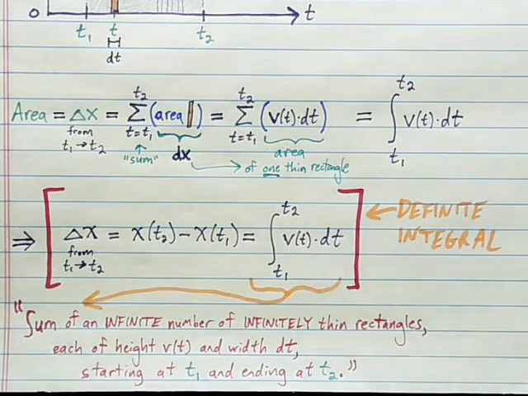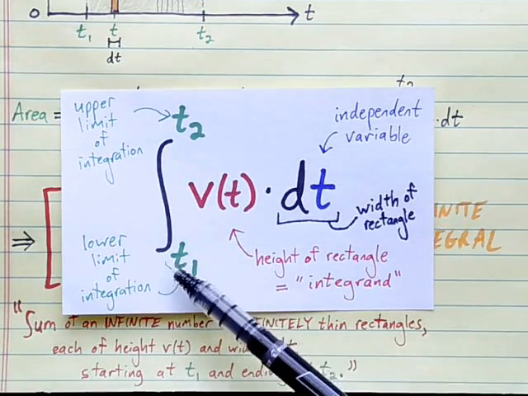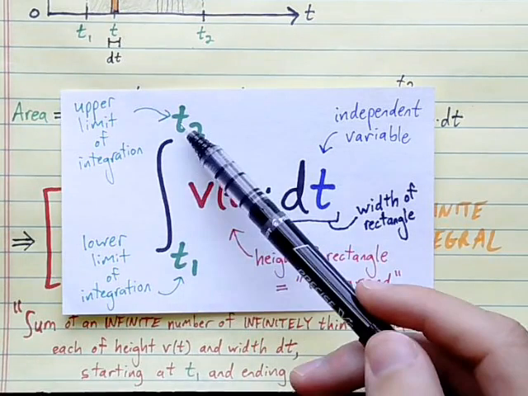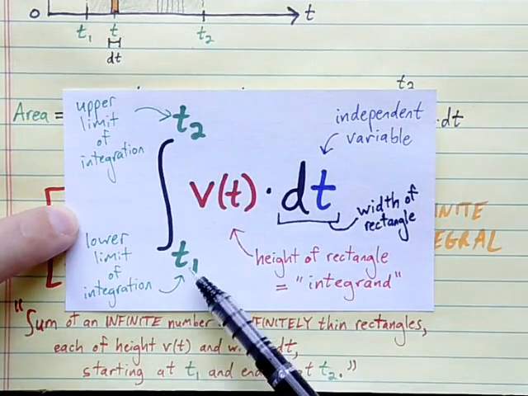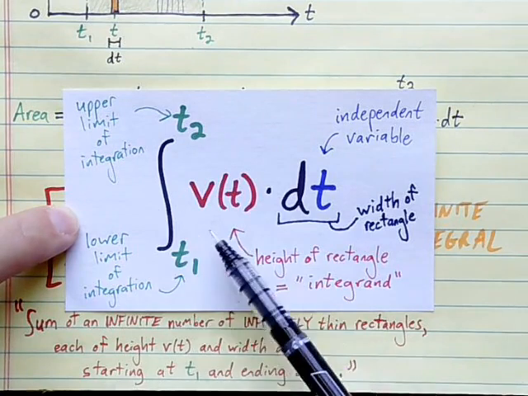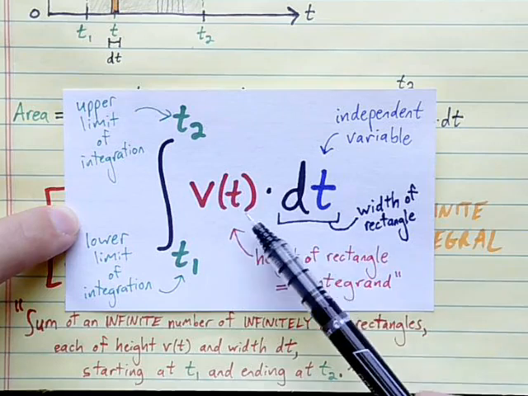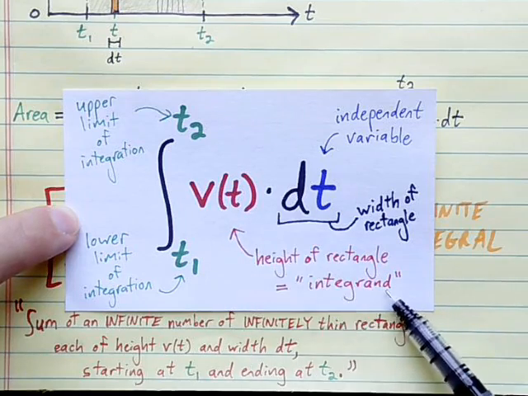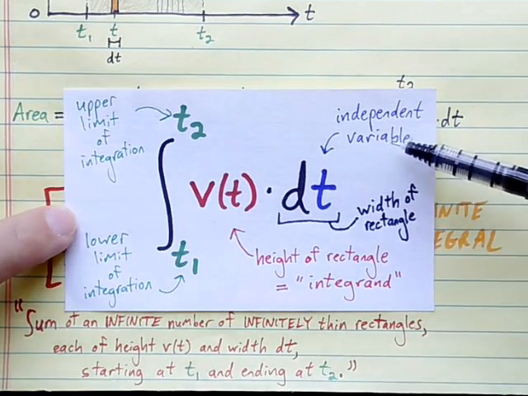A little bit more terminology here. So t1 and t2, these values we put at the bottom of the integral sign and the top of the integral sign, are known as the limits of integration, our starting point and our ending point. So this is called the lower limit of integration, and this is called the upper limit of integration. The height of the rectangle, kind of the meat of our integral here, in red here, this velocity function, has a special name. It's called the integrand. So the meat in here, the height of the rectangle, that's our integrand. And then dt, that's the width of our rectangle, and t itself is our independent variable.